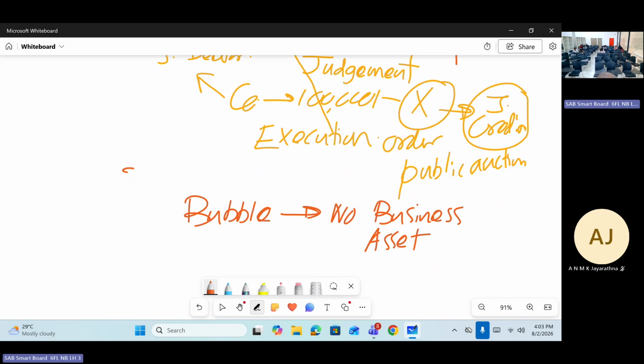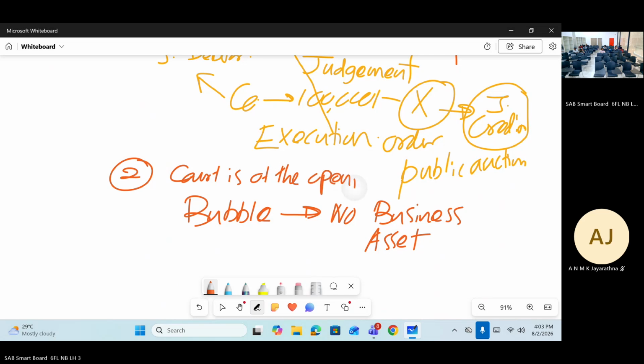So this is the second ground for winding up by court: the court is of the opinion that winding up is just and reasonable. If it is a bubble company that, after incorporation, has never done any business activity within 1 year, or has suspended its business for 1 year.